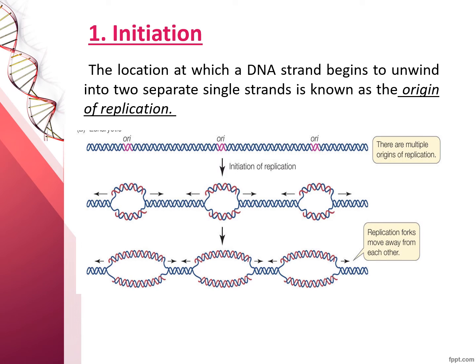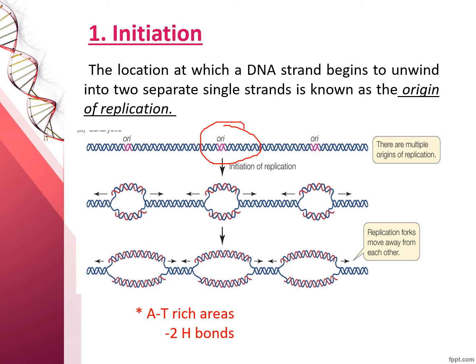The location at which a DNA strand begins to unwind into two separate single strands is known as the origin of replication. And why is this the particular origin? Because there are particular nucleotides in this region which are highly concentrated, and it is adenine and thymine. It's an adenine and thymine rich area. Why would I pick adenine and thymine as the area I really want to target as compared to guanine and cytosine?